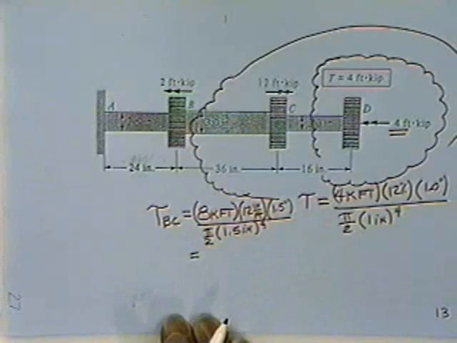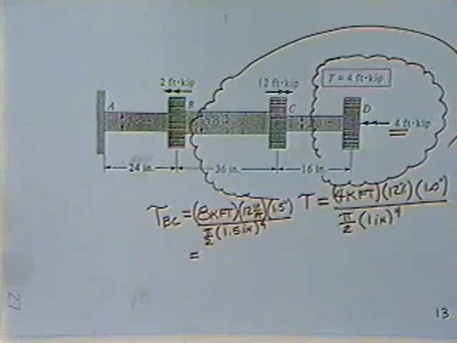You'll notice as the bar gets a little bit bigger, it gets a lot stronger because the J, the strength, increases to the 4th power. So it doesn't take much extra steel on the outside of a shaft to give you a dramatic reduction in stress or increase in strength.